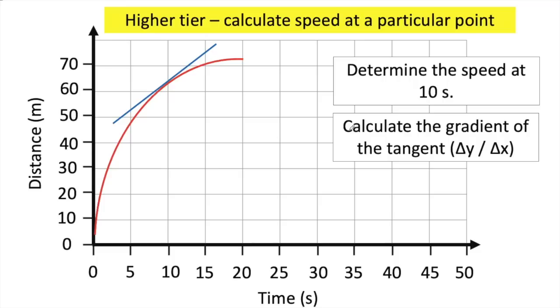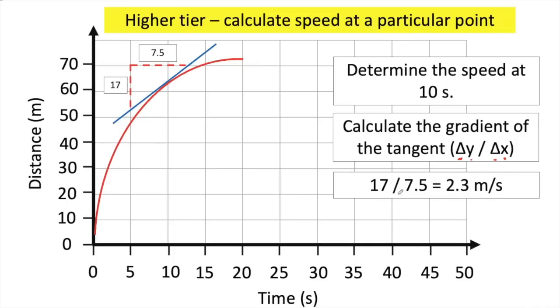You would then calculate the gradient of the tangent by doing the change in y divided by the change in x. So draw a triangle anywhere on that tangent, and we can calculate the x value, the y value, and we remember we always do the y divided by the x. So we do 17 divided by 7.5 to give us 2.3 metres per second.